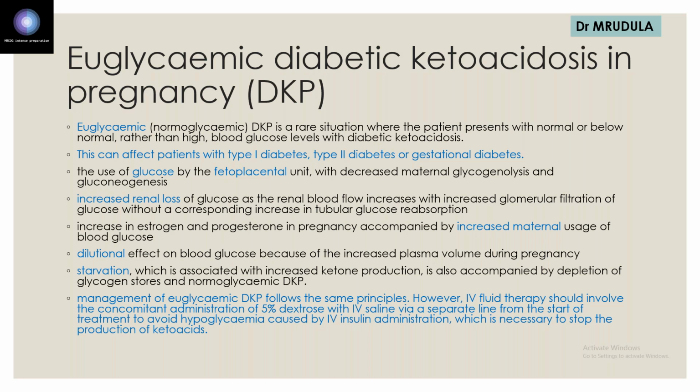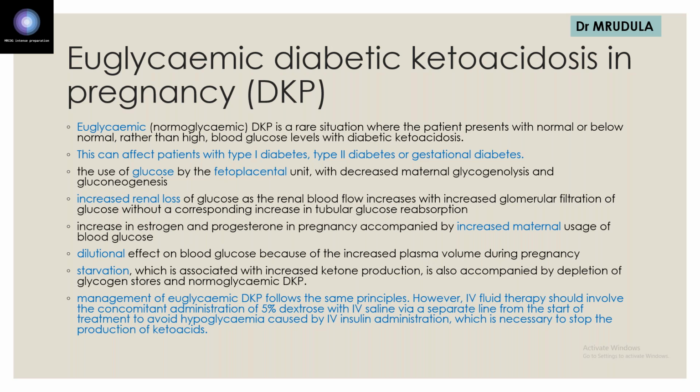Either the glucose is utilized by the fetoplacental unit with decreased maternal glycogenolysis and gluconeogenesis. So the baby utilizes the sugar so that the mother's sugar levels are normal, or it might be because of increased renal loss of glucose, because there will be increased blood flow to the kidneys. Okay, so because of increased renal blood flow, there is increased renal loss of glucose. Also there can be increased maternal use of glucose because of increased estrogen and progesterone levels.